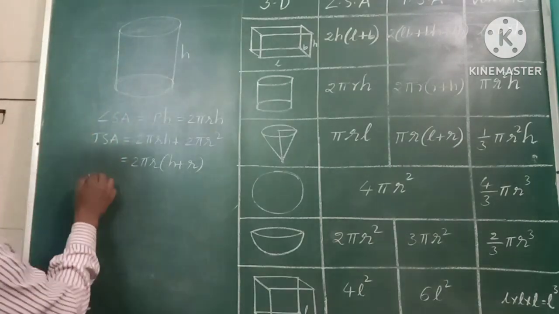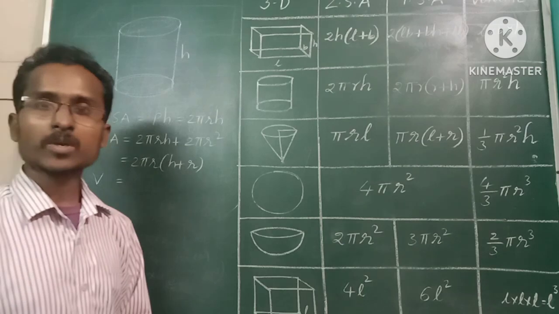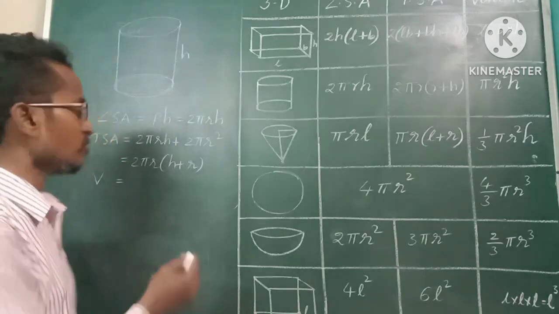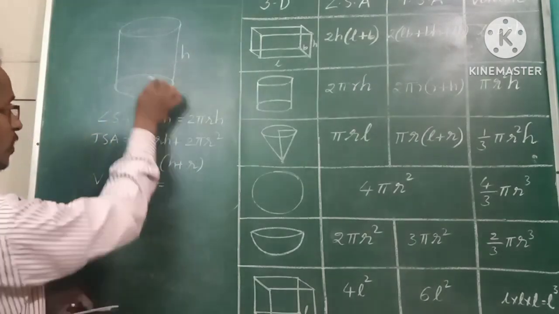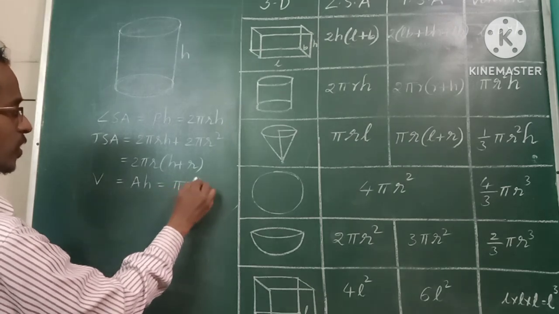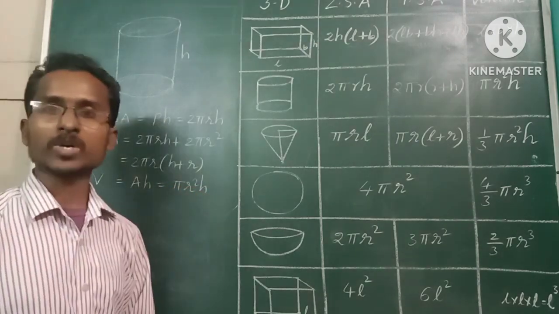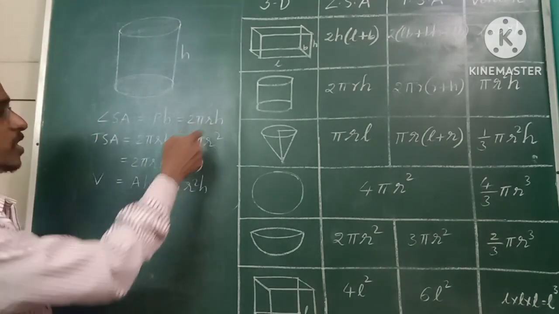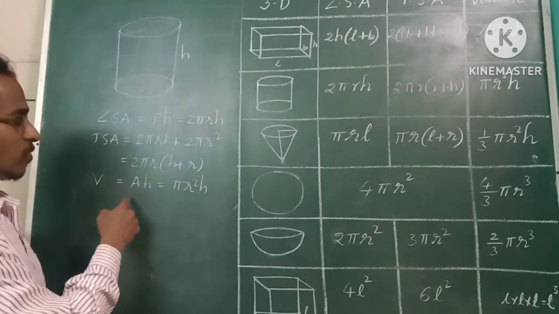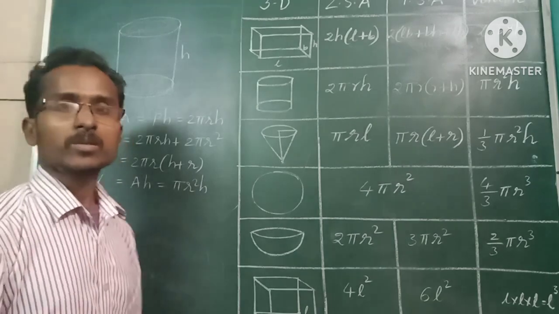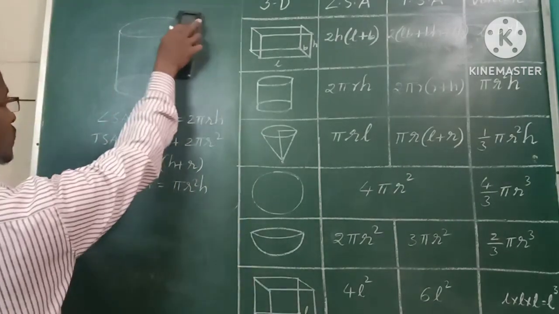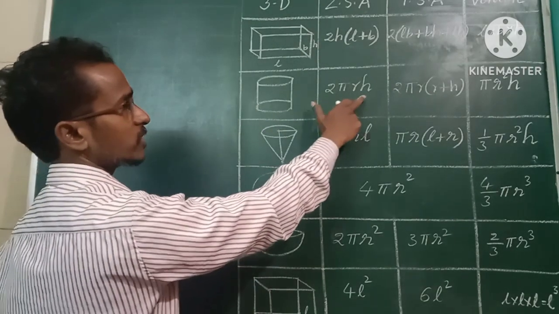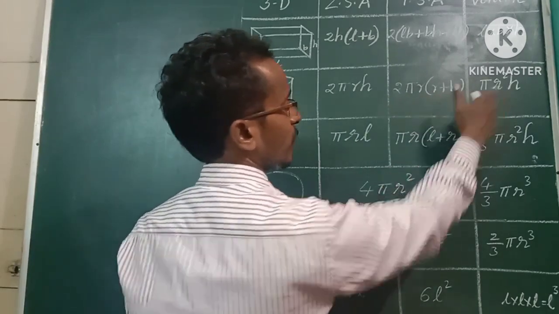Now what is volume? For every three-dimensional figure like this, volume is base area into height. What is the base area? Pi r square. So pi r square into h is the volume of a cylinder. So LSA is 2 pi r h, TSA is 2 pi r into (r plus h), and volume is pi r square h for the cylinder. Now what is a cone?